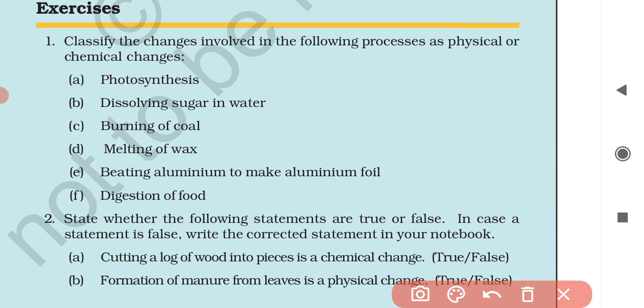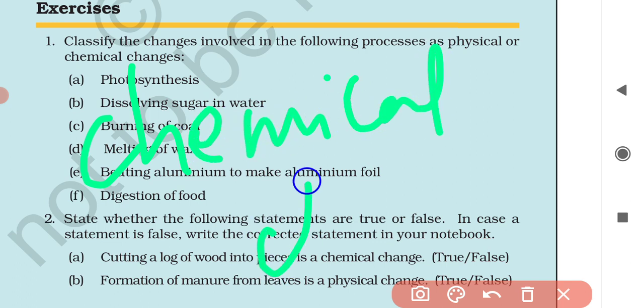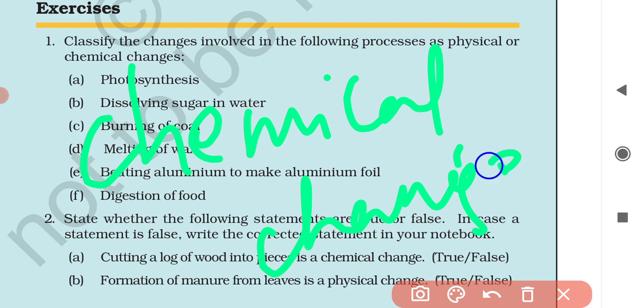Clear? Next, burning of coal. Burning of coal is a physical change or chemical change? It is a chemical change. Why chemical change? Because when you burn coal, new substances are produced, like carbon dioxide. Coal is a carbon compound, it contains carbon. So when carbon is burned in the presence of oxygen, carbon dioxide will be formed. So new substances are formed, right? So it is a chemical change.